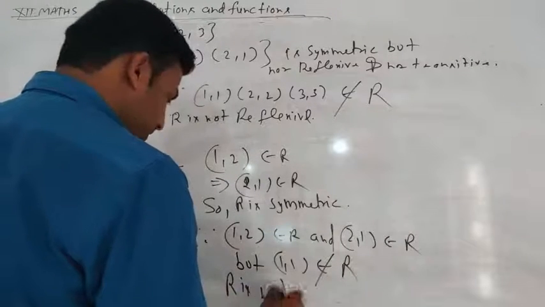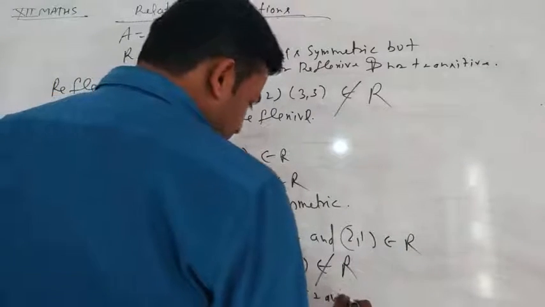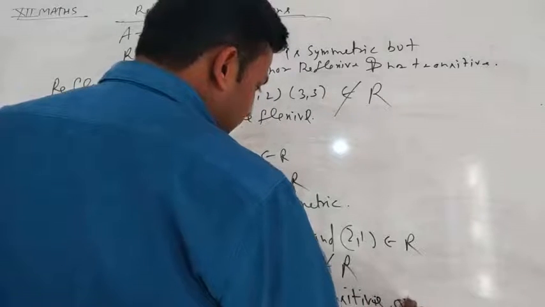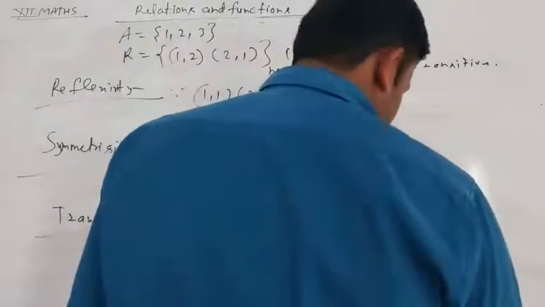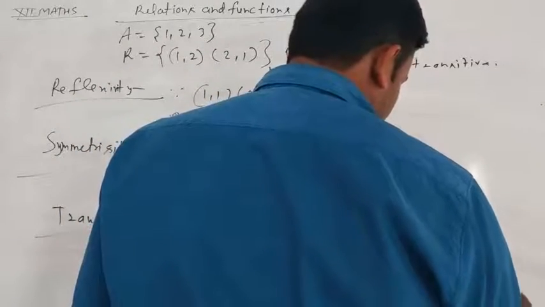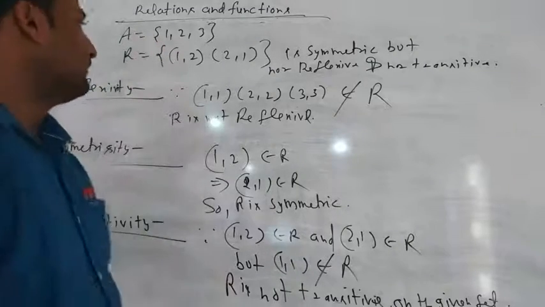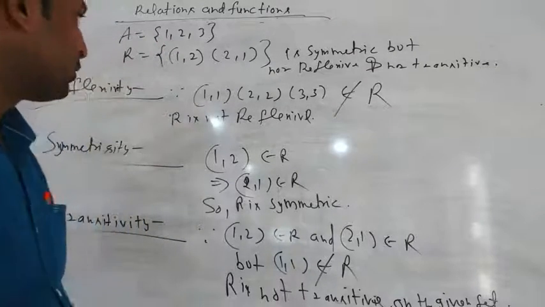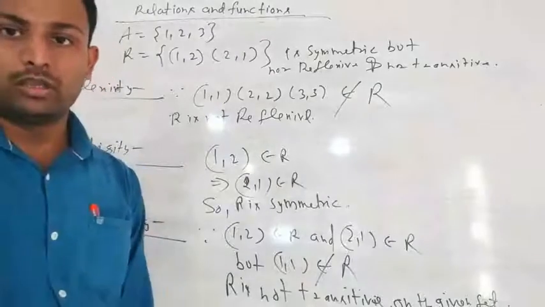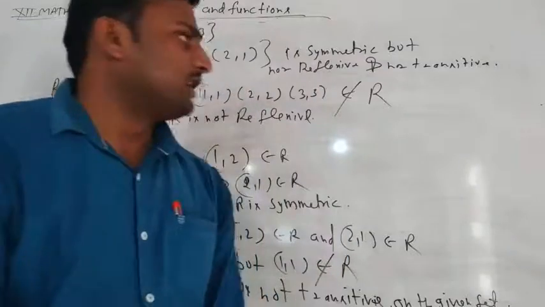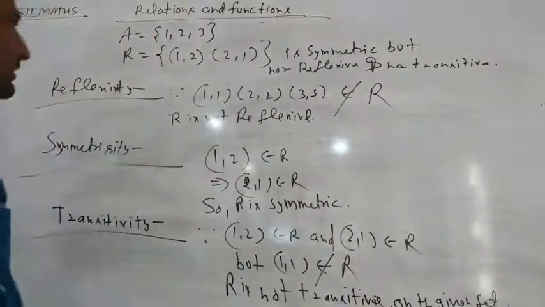So we can say that our R is not transitive on the given set. Okay students, so in this way we can prove that this relation {(1, 2), (2, 1)} on the set {1, 2, 3} is symmetric but not reflexive and not transitive.